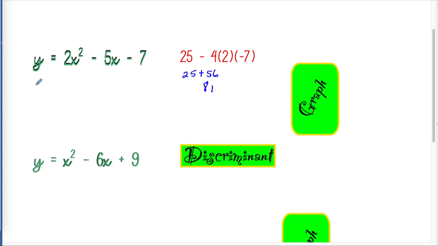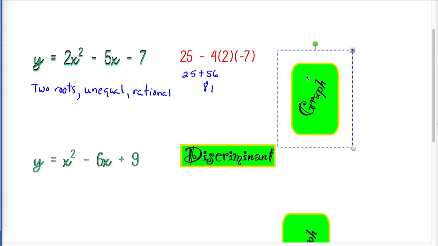So my roots are 2 roots. They will be different, so they will be unequal, and they're going to be rational. That means they're going to cross the x-axis at pretty numbers. So let's see what that graph looks like.